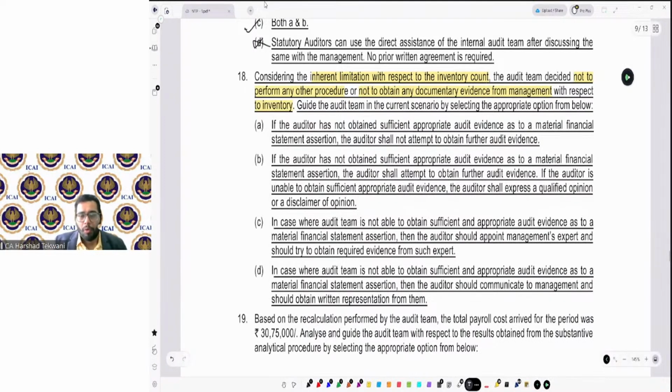Come on, guys. What will be the appropriate option that you will choose? Absolutely correct, Janvi, Sumit, Namrata.